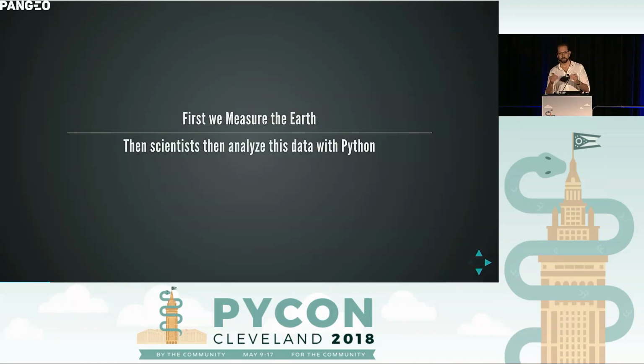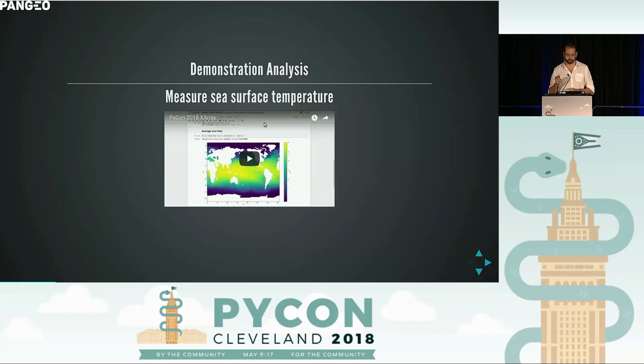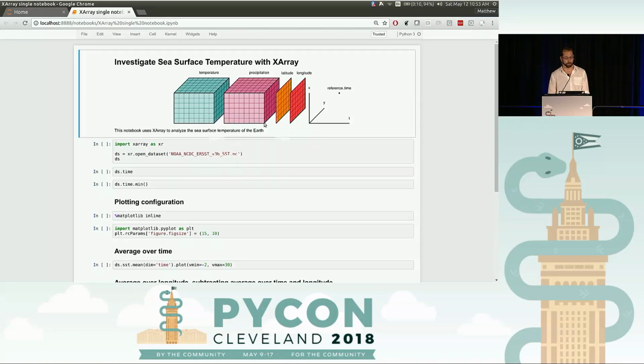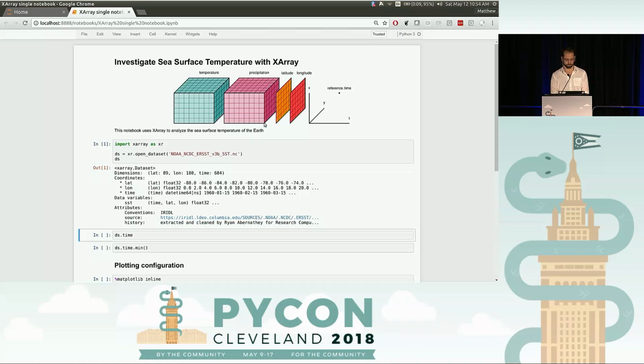So first, we measure the Earth, either with observations or with simulation, and then scientists do a lot of analysis. They typically do this analysis in Python. Python is becoming the standard language to do this sort of work. So I'm going to do a quick demonstration of how people use Python to analyze this sort of data. I'm going to use a tool called XArray in a Jupyter notebook. So I'm going to assume some light exposure to Jupyter notebooks. It's a web page I go to. It's running on my personal computer. And I'm going to load some data with XArray.